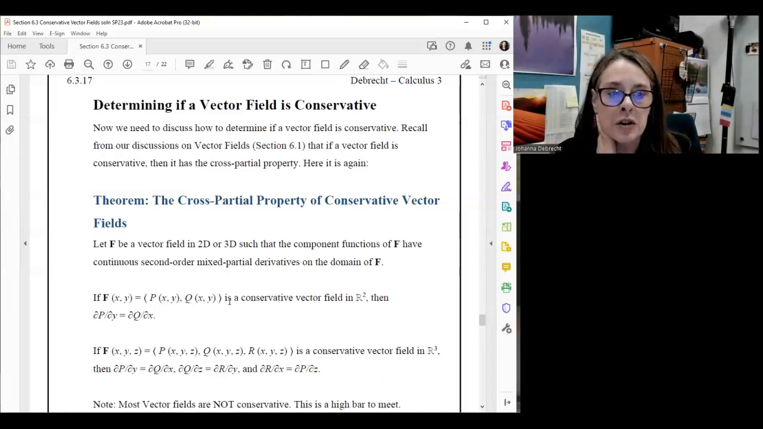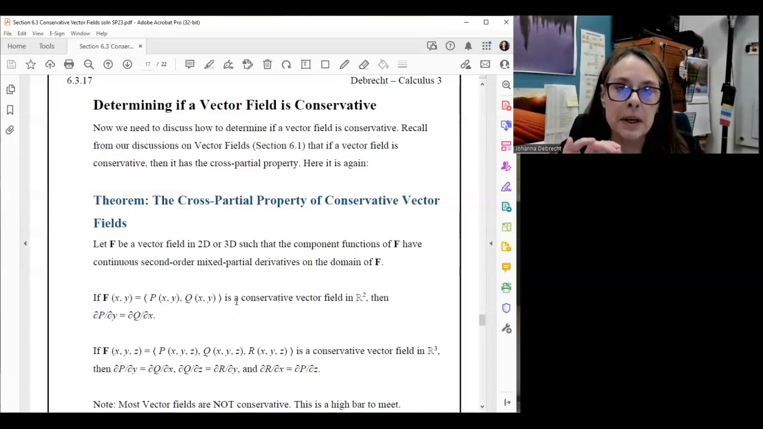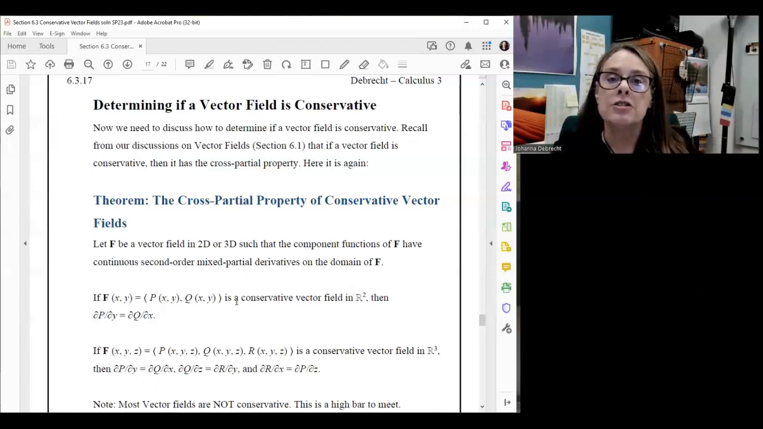Now, if it's conservative, then it has what's called the cross-partial property. Just because it has the cross-partial, though, does not mean it's conservative. There are some non-conservative vector fields that do have the cross-partial property. But if it doesn't have the cross-partial property, it's definitely not conservative. And what we're going to figure out now is under what conditions does the cross-partial property guarantee that it is conservative? And there are some additional conditions we can add that will guarantee it.